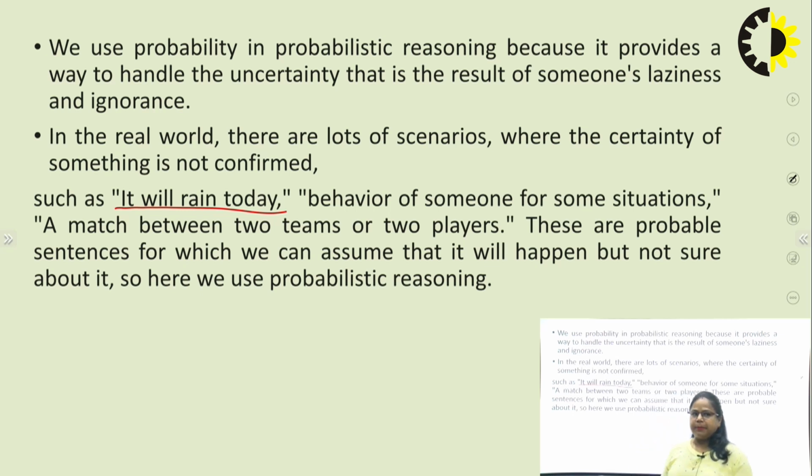One more example is a match between two teams or two players. Sometimes we watch cricket, where one is bowling and one is batting, and they are both playing very well. So we say the match is between these two teams, but we are not sure about the result. These are probable statements in which we can assume that something will happen, but we are not sure about it. Conditions will come, but we are not sure about the result. Then we have to use probabilistic reasoning. Under probabilistic reasoning, we are going to discuss the Bayesian network and Bayes theorem. So this is all about the reasoning.